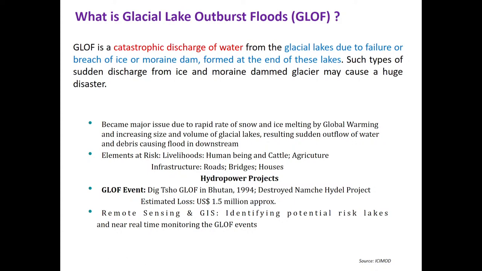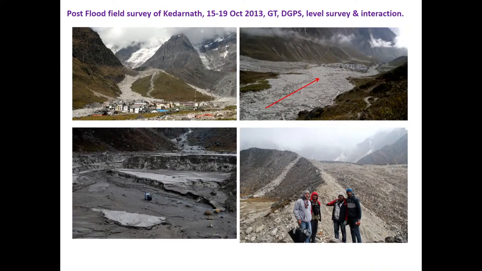So remote sensing can help us in identifying the potential risk or the critical lakes, and we can do the simulations, and we can generate early warning to reduce these kinds of losses using the remote sensing inputs. This is the field photograph from the survey of the Chorabari glacial lake, which burst and caused the Kedarnath havoc in 2013. In October we got the opportunity to visit this, and we could do the survey so that we can estimate the volume of the lake, how much water was there.